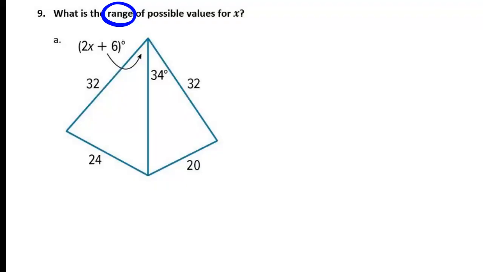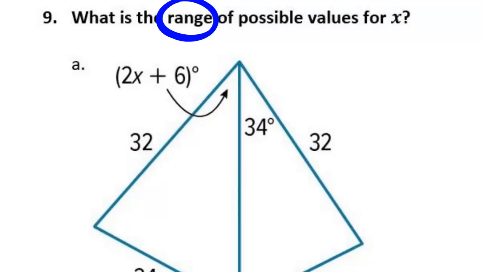2 triangles. Well, when I want to find a range of possible values, and I have 2 triangles, I have to try to use the hinge theorem. Hinge theorem means I have to have 2 pairs of congruent sides. Do I have 2 pairs of congruent sides here? Yes. We have this side that's 32 and this side that's 32. And then we have the shared side right in the middle.